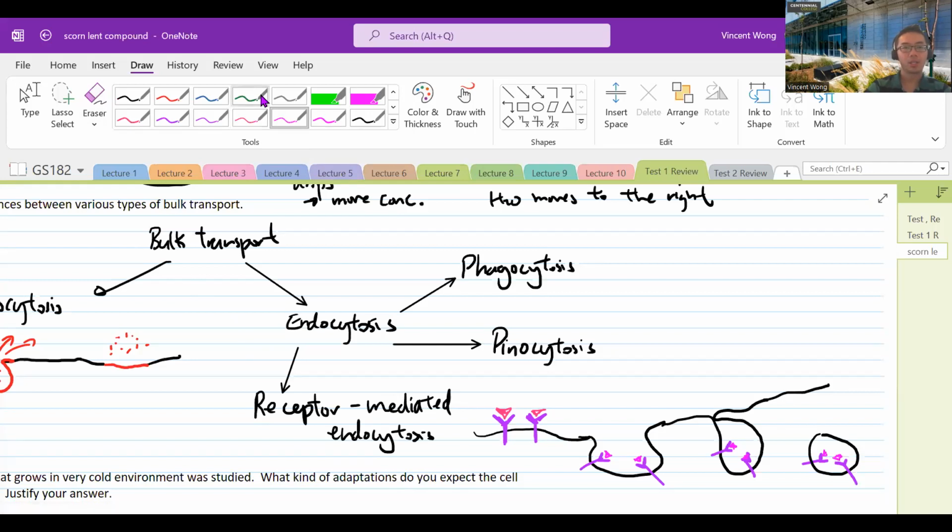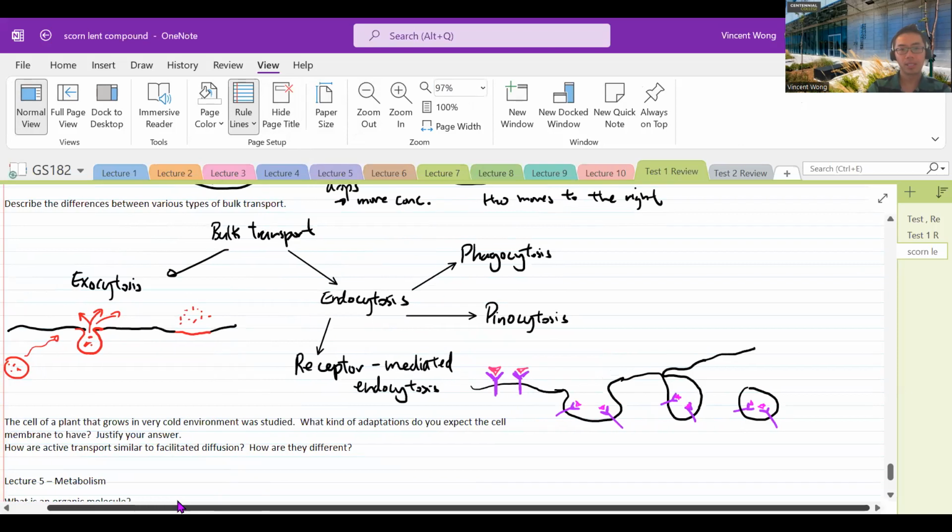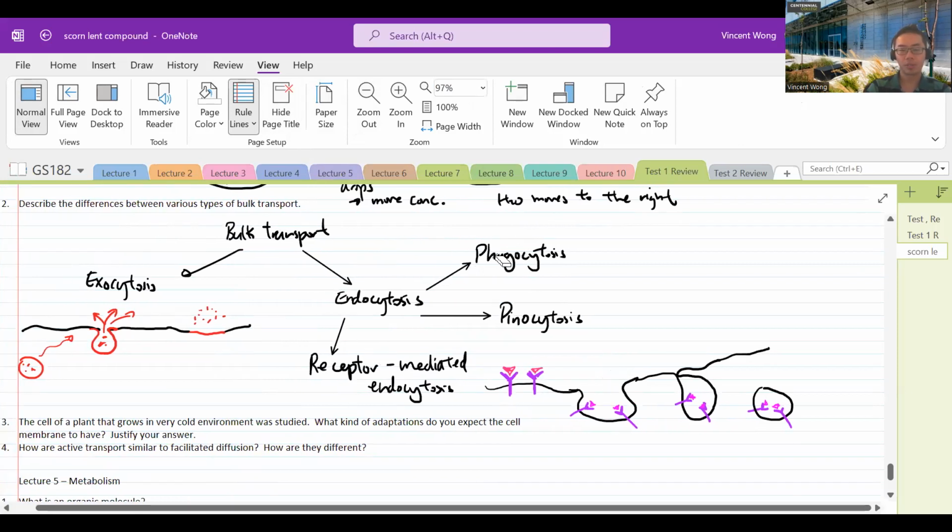Okay. So the difference between receptor-mediated endocytosis and regular phagocytosis, for example, is that you need to match the receptor first. So there is some selectivity in terms of what you're trying to bring in. You get to choose what to bring in, whereas this is more of a non-selective process. You might end up bringing things in that you don't want. Okay, so those are the different types of bulk transport. Of course, bulk transport is a type of active transport, requires ATP.